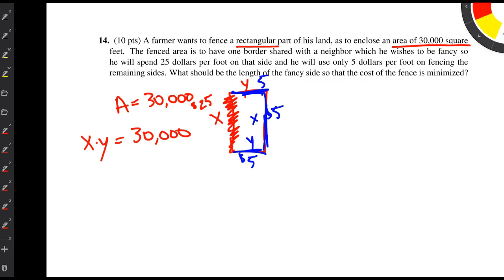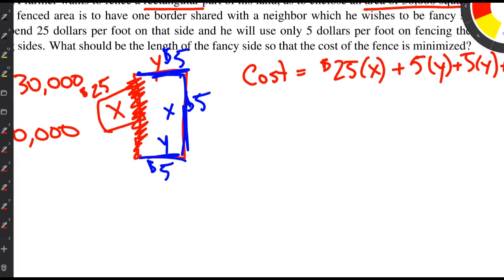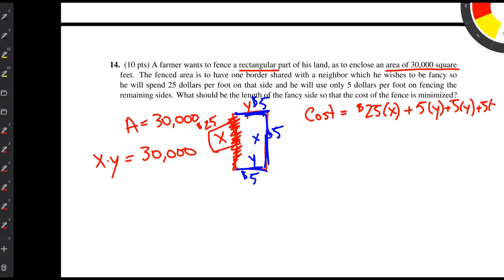So dollars here. So if I want to write a cost function, what should the length of the fancy side be so the cost of the fence is minimized, right? So we're looking for x. So how would I write the cost function? It's going to be $25 times x plus 5 times y plus 5 times y plus 5 times x.